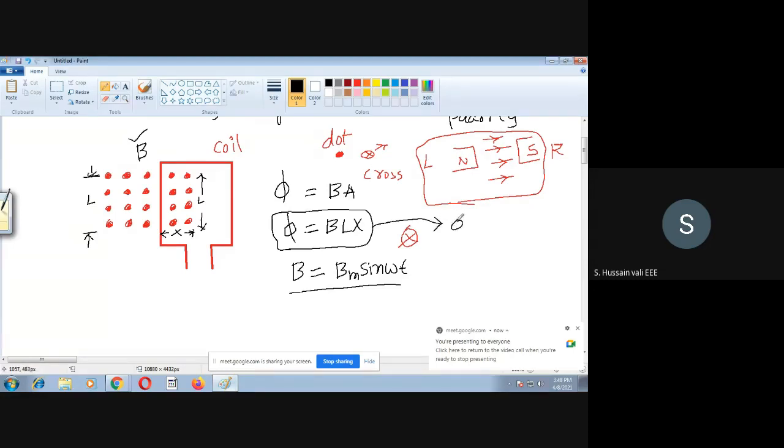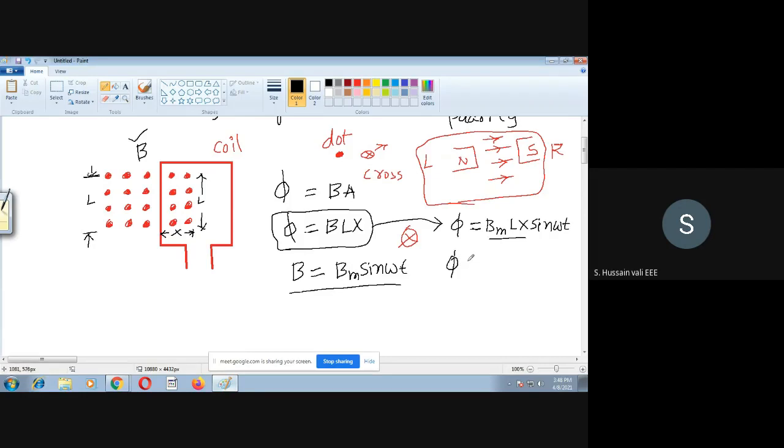Once you know what B is, this equation now becomes phi is equal to Bm L x sin omega t, just substituting that. Here I will represent Bm multiplied by L x as phi m.